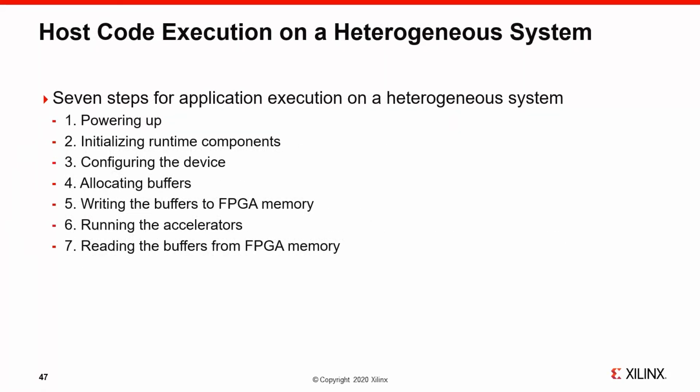There are 7 main steps for application execution on a heterogeneous system. The first step is powering up. We then initialize our runtime components. We then configure the device or program the FPGA with the XCL bin. So this contains your hardware kernel or kernels. We then allocate and initialize memory buffers on the host side. The next step is to write the buffers or the data to the target device. We can then run the accelerators and synchronize the results of the computation. Finally, we read back results from the buffers in the FPGA memory to our host.